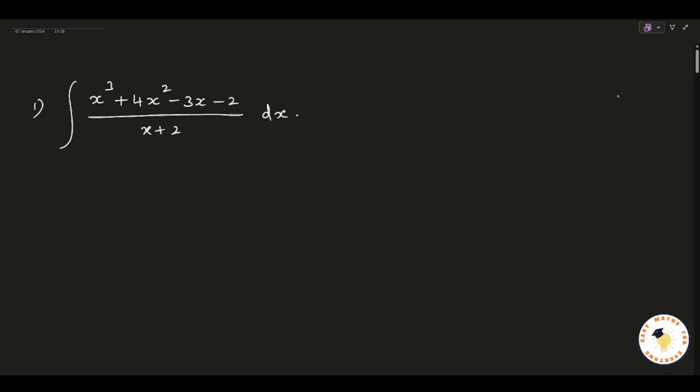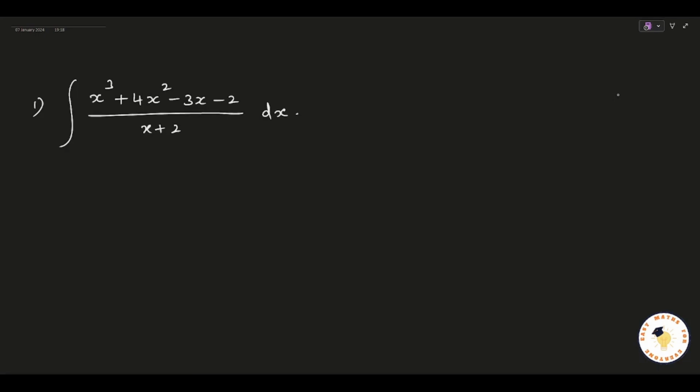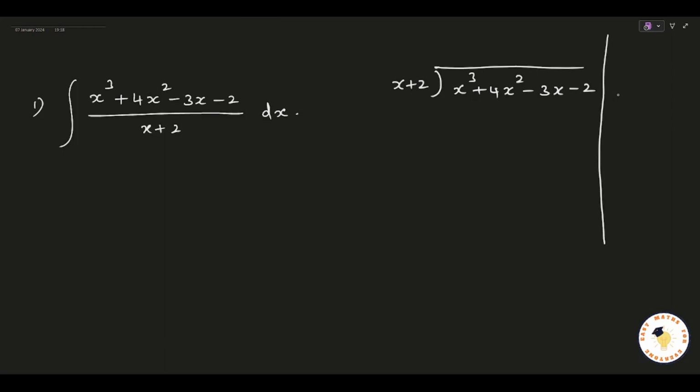You must be aware of this long division method which we usually use to divide a polynomial by a binomial. So we have to use the same procedure here. Using the long division method, we are going to divide x cube plus 4x square minus 3x minus 2 by x plus 2. And you know that procedure. You will take the first term of your dividend and divide it by the first term of your divisor. Whatever answer you get will be the first term of your quotient, right?